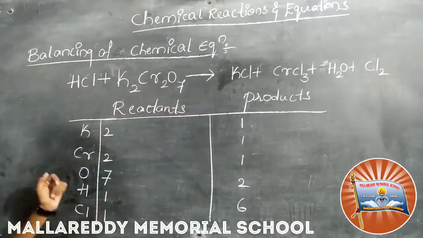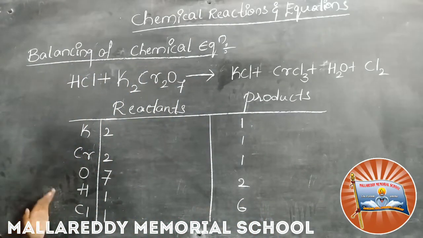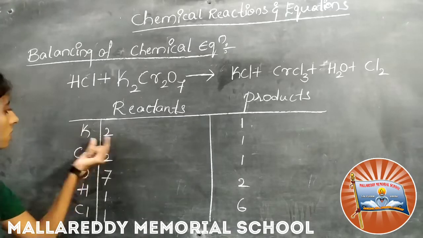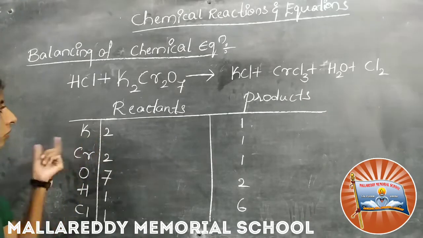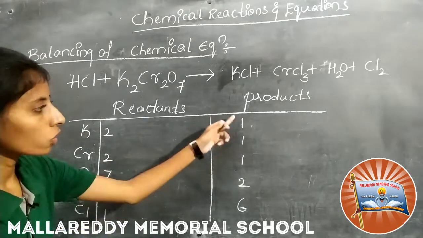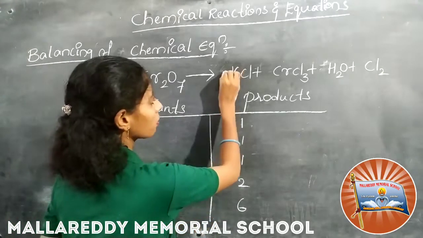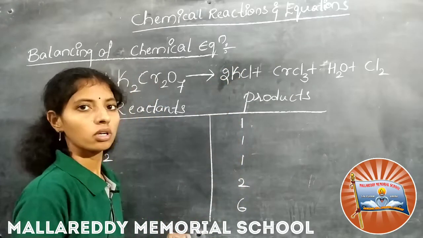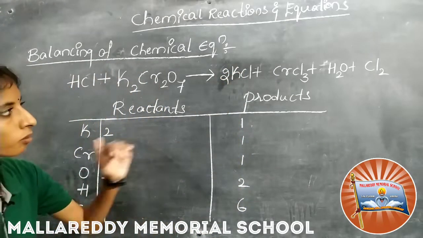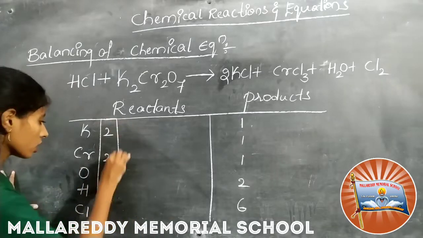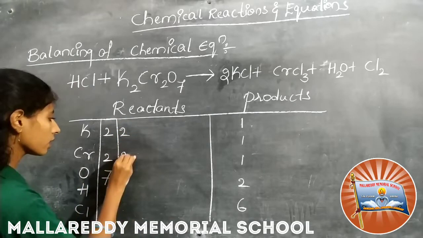Now we have to balance one by one. First K, means potassium: on the reactant side we have 2, on the product side we have 1. So here we have to balance. For that purpose I am taking 2 here. Now write down the number of atoms now. Here we are not changing any number, so I am writing as it is.